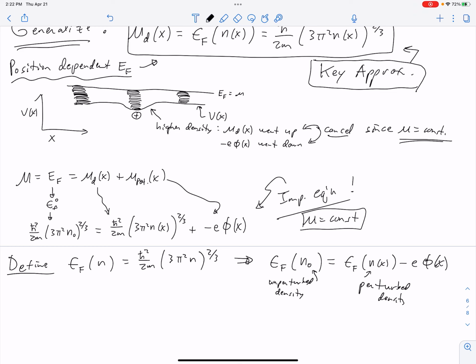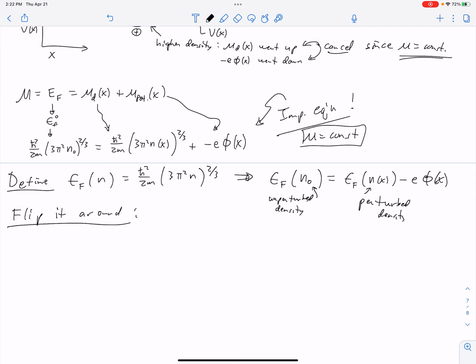Okay, so I can write that, but then I can just flip things around a little bit. And now I can write it like this. E F of n of x is equal to E F of n naught plus e phi of x. I just put the potential part on the other side. I just bring this to the other side.